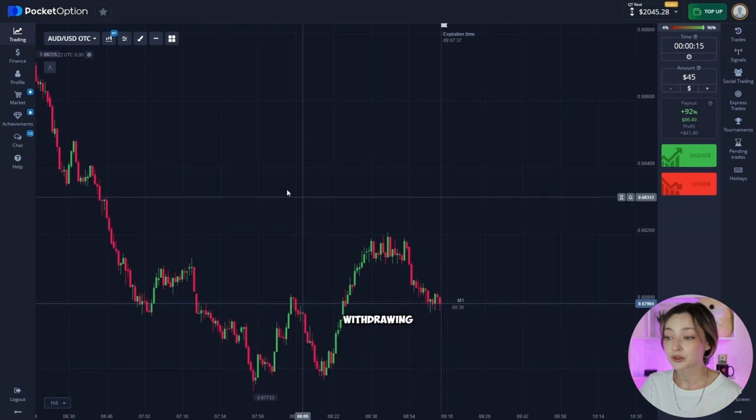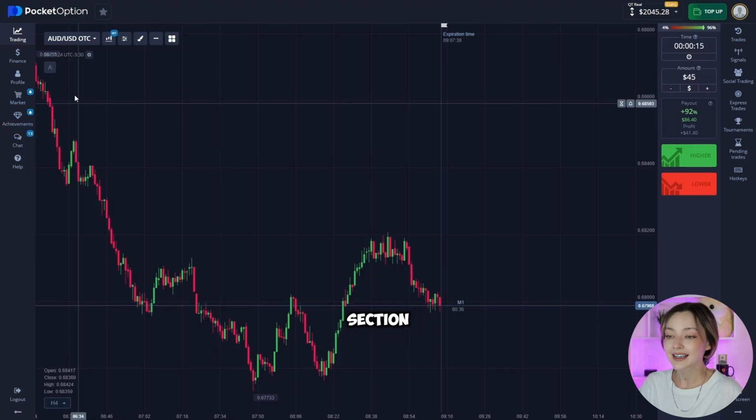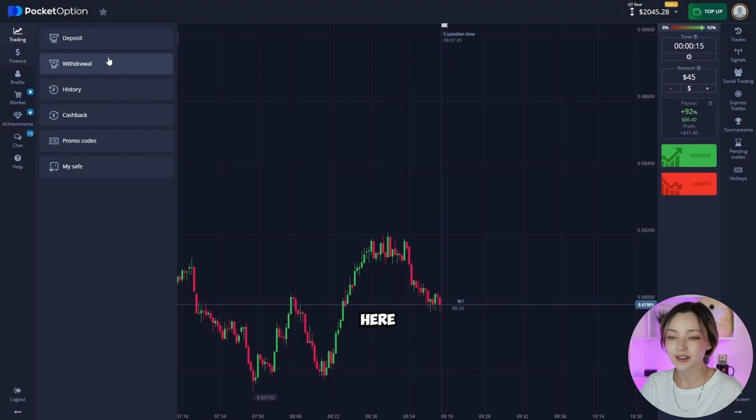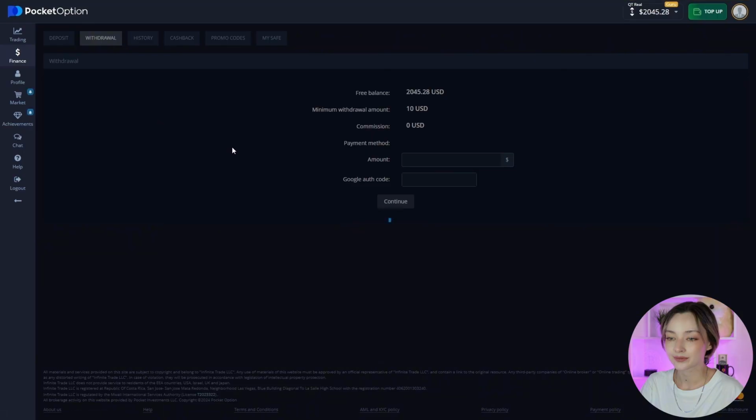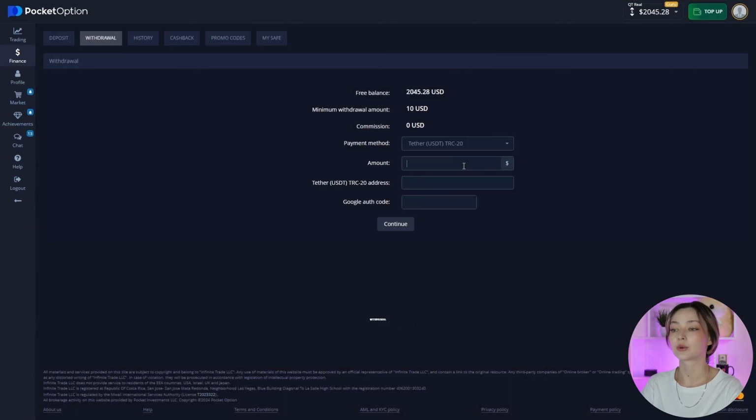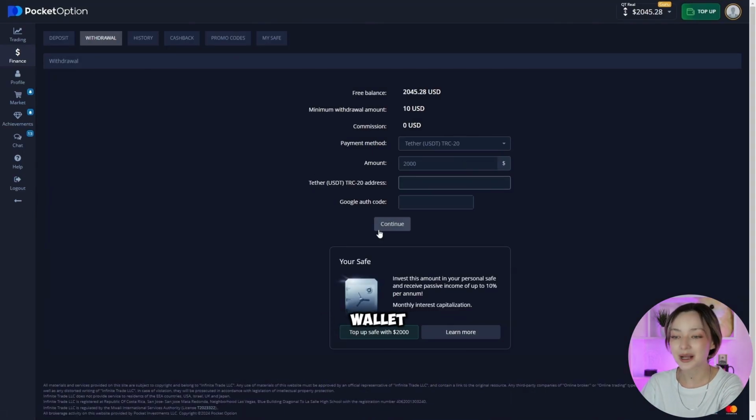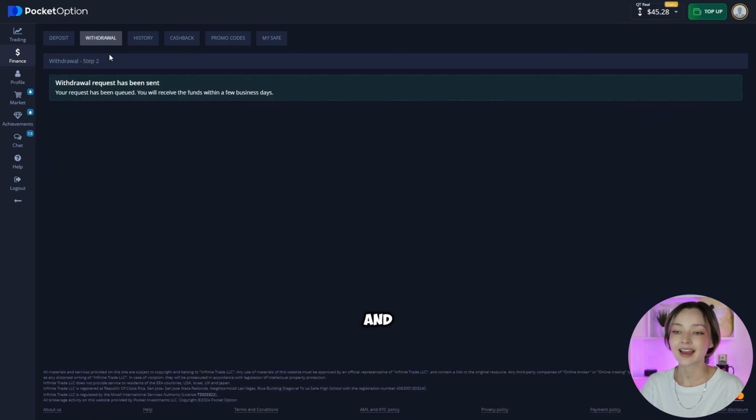So, back to withdrawing, we're going to the finance section and clicking right here on withdrawal. In this section, we want to enter our withdrawal amount, then the wallet address, and the verification code. Continue. And our withdrawal request is successfully submitted.